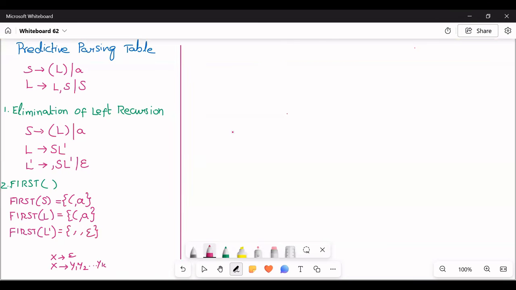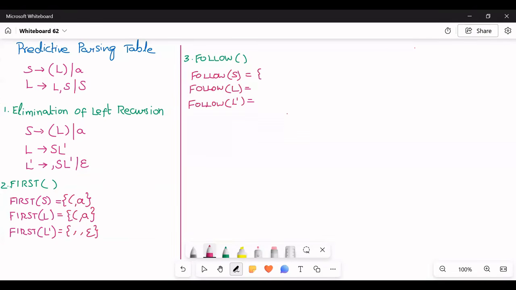Now we need to find the follow function. Okay, so follow of S, L dash we need to find. So here also there are three rules. If S is the start symbol of the grammar, then follow of S will be dollar. Okay, this is the first rule.